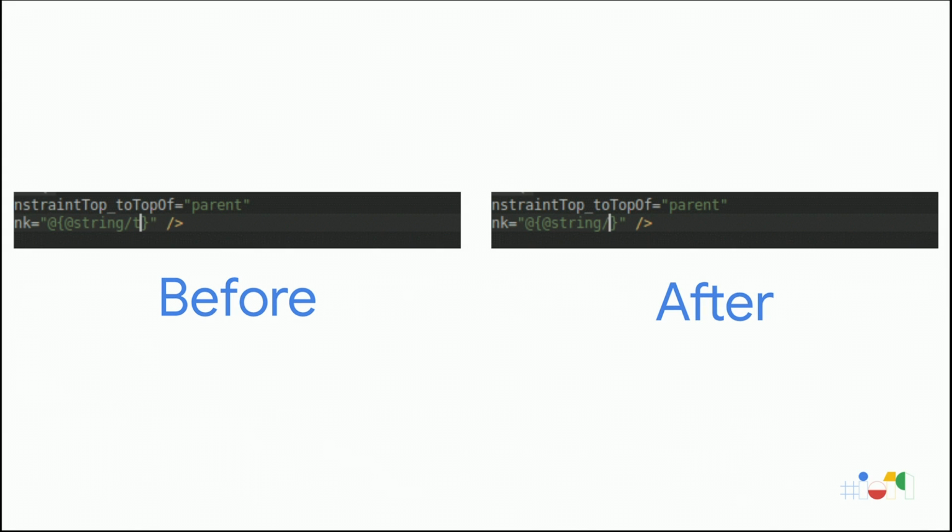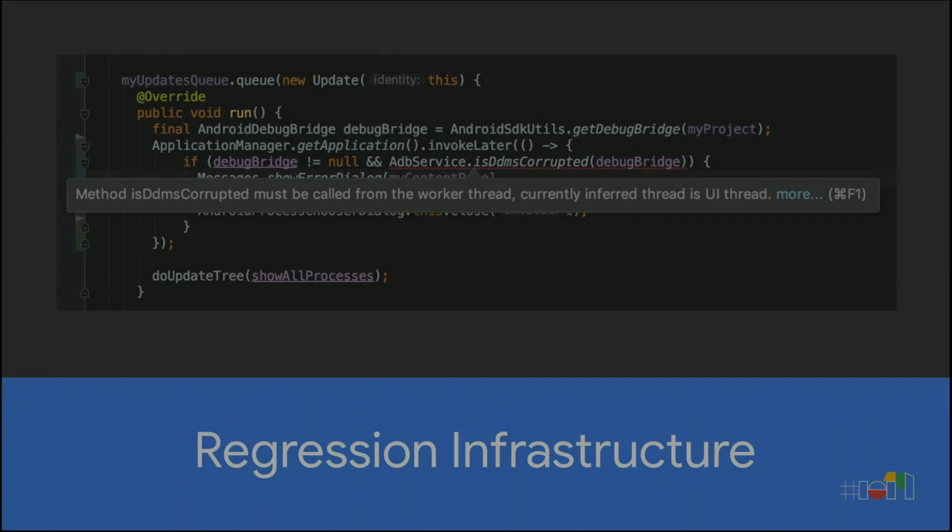So here's a little animation of one of our fixes. This is editing an XML file with data binding. This used to be extremely slow, and we fixed that, among many other freezes. And we're not just spot fixing the UI freezes. We are doing a lot of work to prevent regressions in this area. So here are two examples.